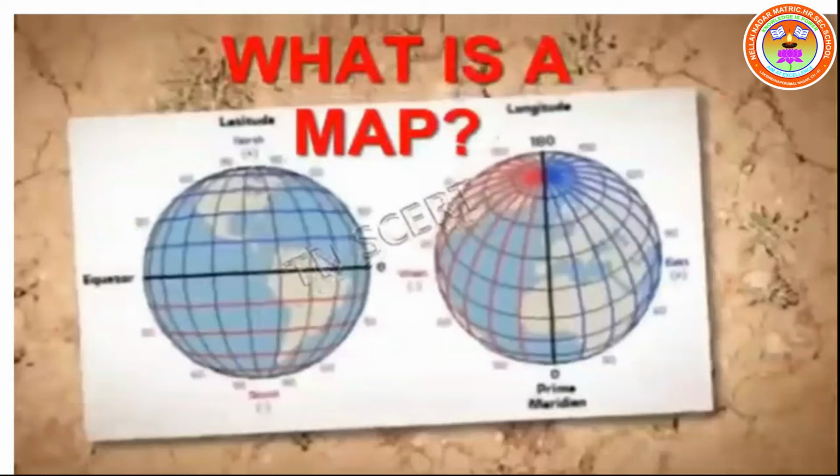What is a map? A map is a visual representation of an entire or a part of an area represented on a flat surface. The work of a map is to illustrate specific and detailed features of a particular area.